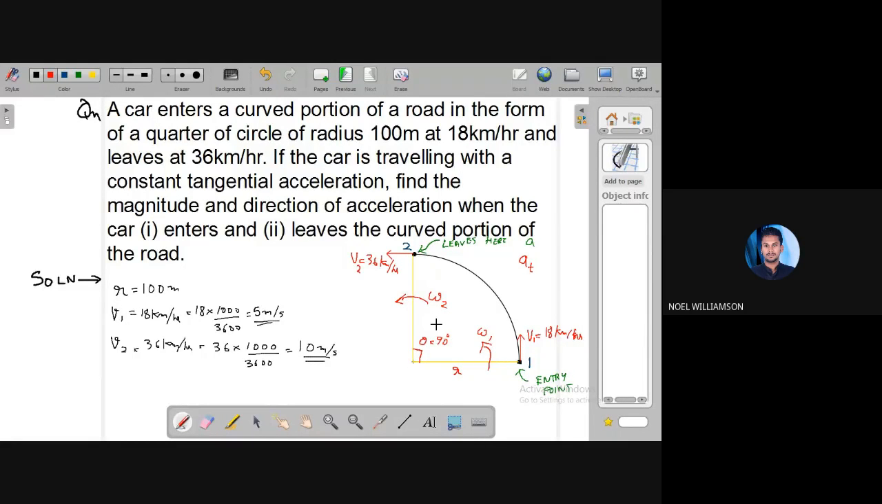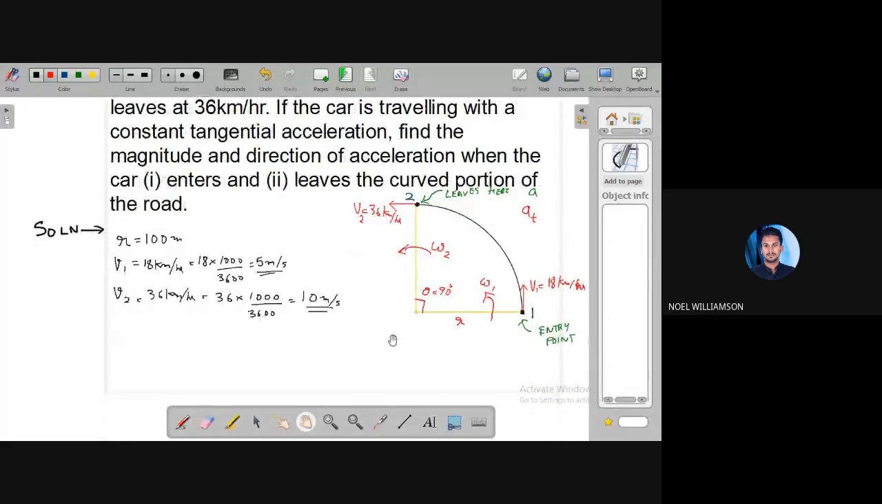Multiply by pi by 180, and you will get the value as radian. So theta value you don't put like 90 degrees, but theta equals 90 into pi by 180, that is pi by 2 radians. This will be the value for theta.